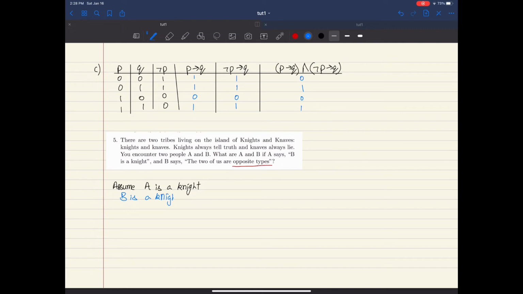And now B said the two of us are opposite types. And since B should be a knight, this statement should be true, but it's a contradiction. That means our initial assumption was wrong. So A is a knave. And since A is a knave, "B is a knight" is also false. That means B is a knave. Now, to verify this, we can see B says two of us are opposite types, and since this is false, they are both the same type, and that's true.